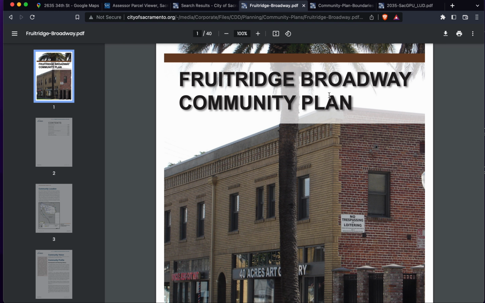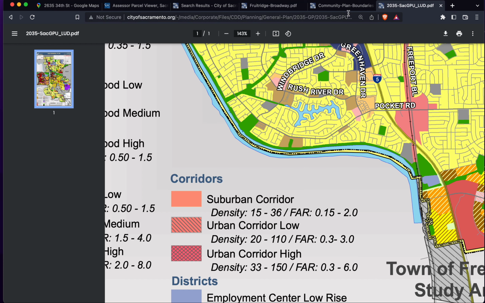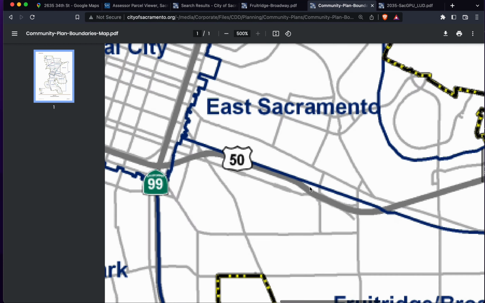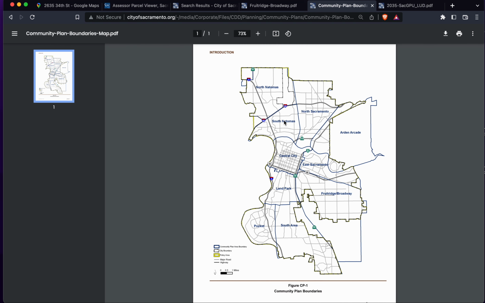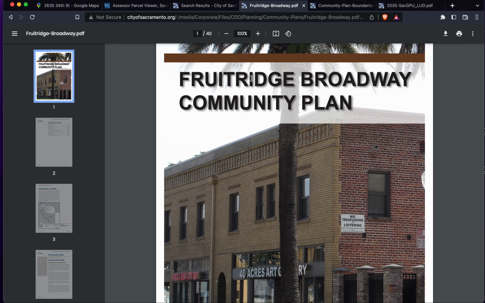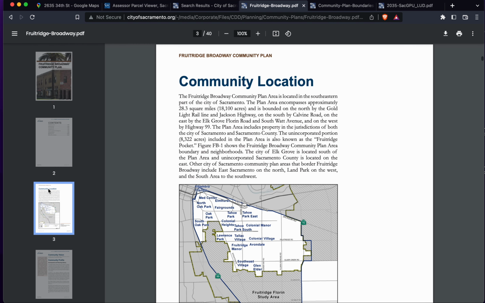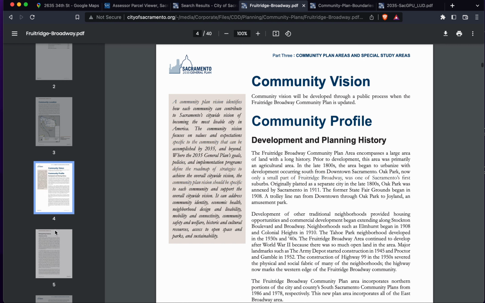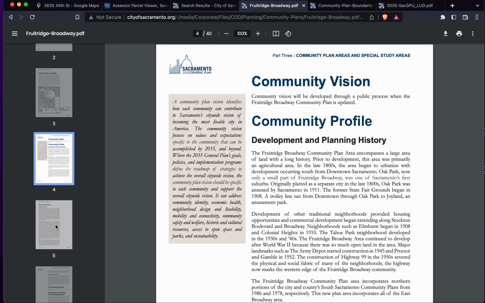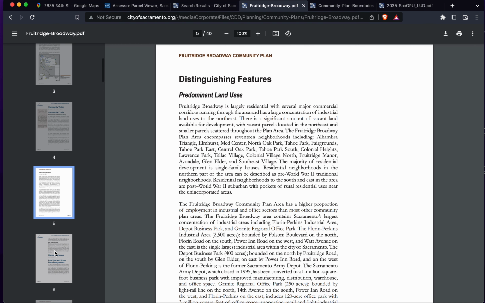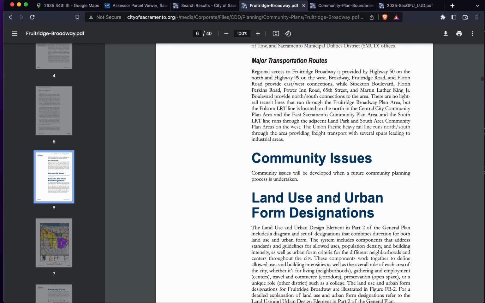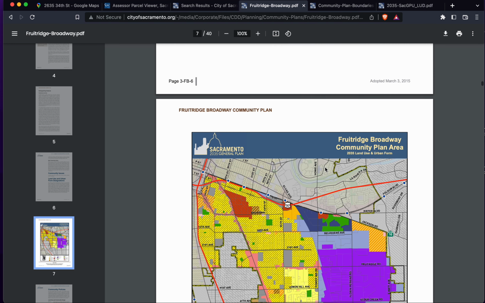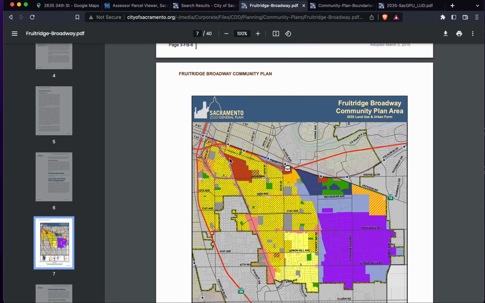So this is the Fruitridge Broadway plan, where's that? For the community plan, we are somewhere here. So this is Broadway here. So we're over here, which is part of the Fruitridge Broadway community plan. So we're looking at the Fruitridge Broadway community plan, and you are scrolling through here, and you wanted to look for the designation, community issues, land use, and here you go, land use. So you want to start there, and we are somewhere here.